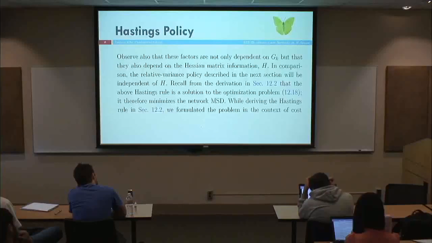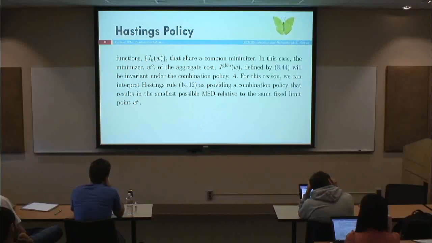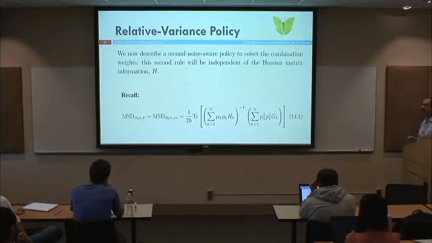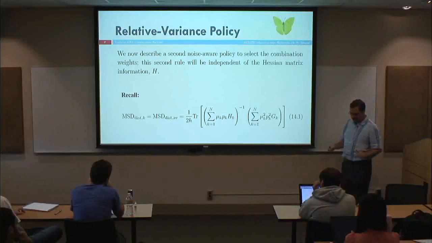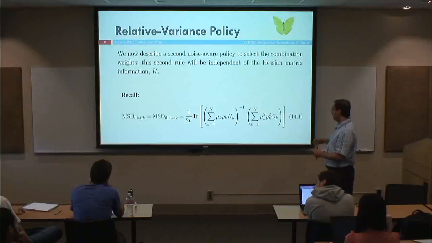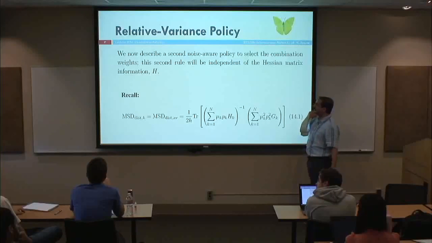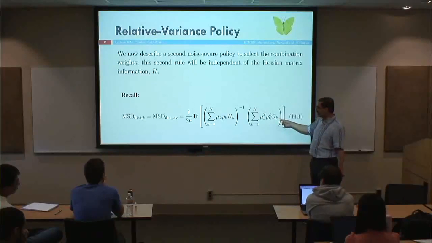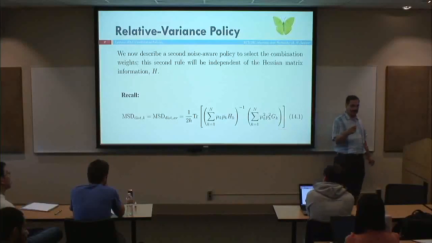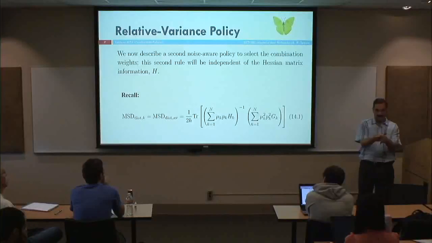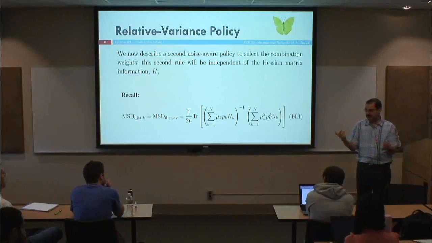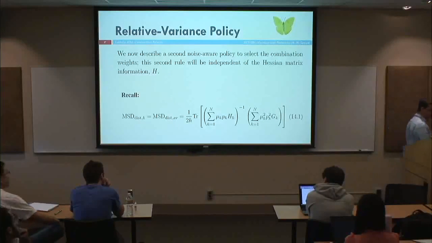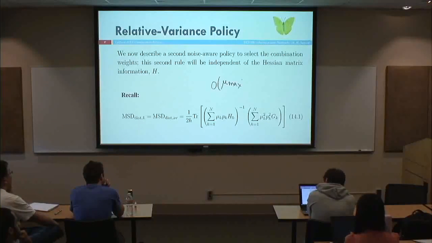Now, let me show you the second rule, the relative variance rule. How do we get that rule? Recall that to get the Hastings rule, I worked with this MSD expression. This MSD expression is an approximation for the actual MSD up to first order in mu. This expression here is of the order of mu. Higher order terms in mu, we ignore them, correct?